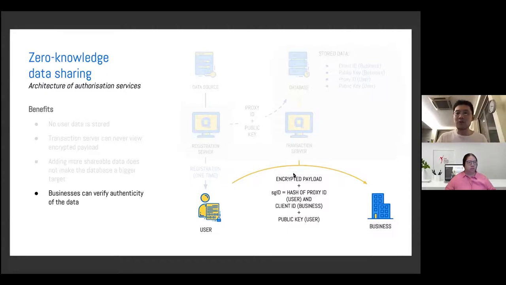And because it comes via the transaction server with this sgid, you know that this person is the person he says he is. Essentially, the transaction server vouches for this guy and says, yep, this is a person. And I'm not going to tell you exactly who he is, but this is the same person and he has a valid sgid account. And that's how you get verified identity while you have anonymity. It seems a bit counterintuitive, but this is how we achieve verified identity while having anonymity.